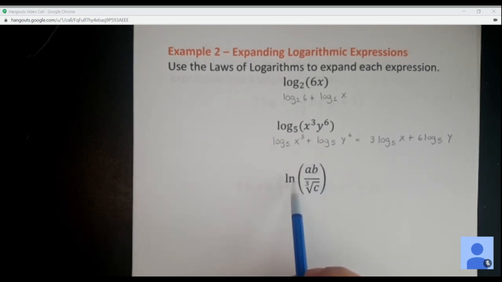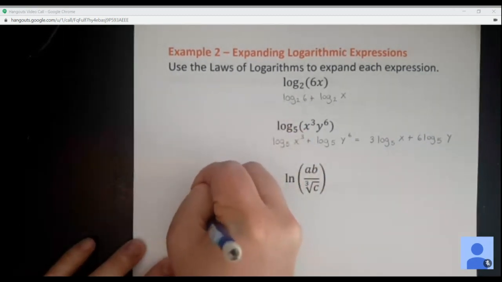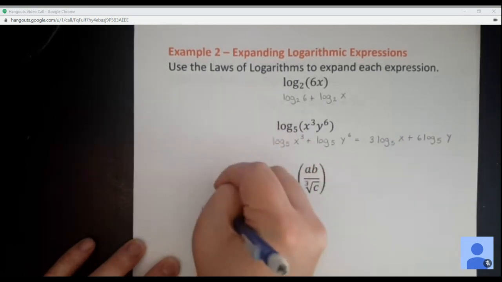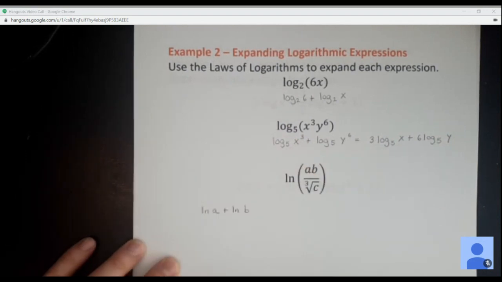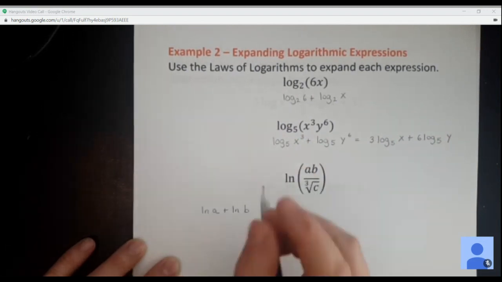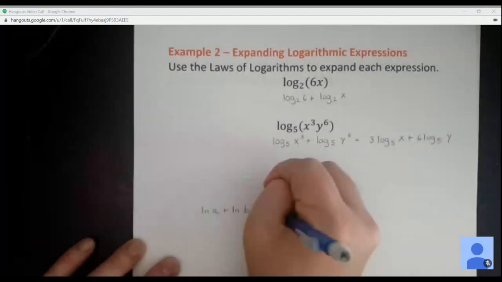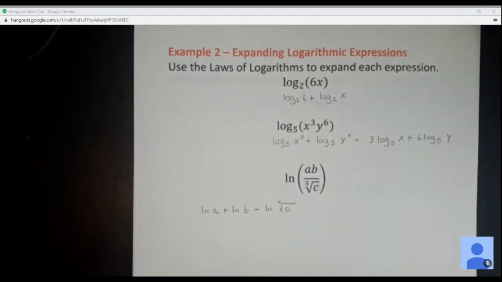So what I'm going to do is I'm going to say, well, if we split this up, we've got an a, a b, and a c here, right? So we're actually going to have three different logarithms once we split it up. I'm going to start with the natural log of a. And because we've got this multiplication here, I'm going to have plus natural log of b. And now the division is going to become subtraction, natural log cube root of c.